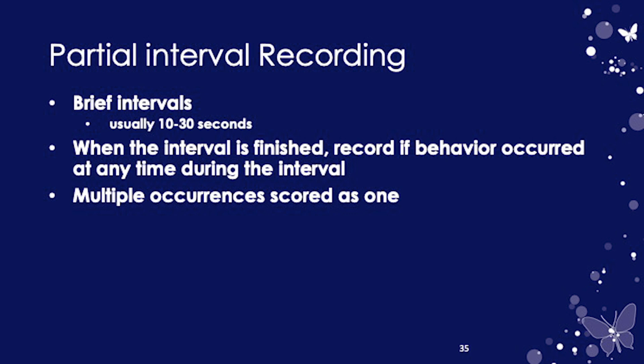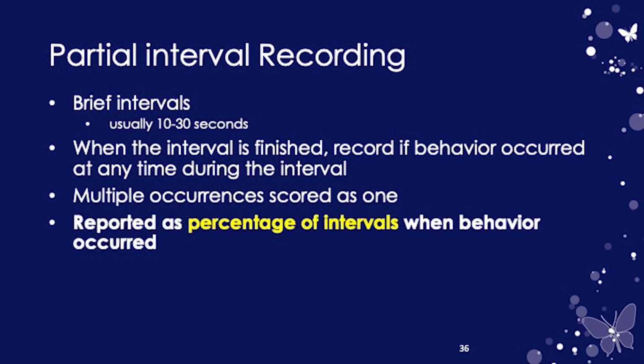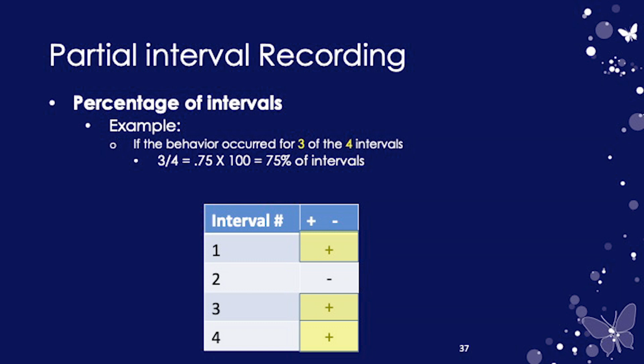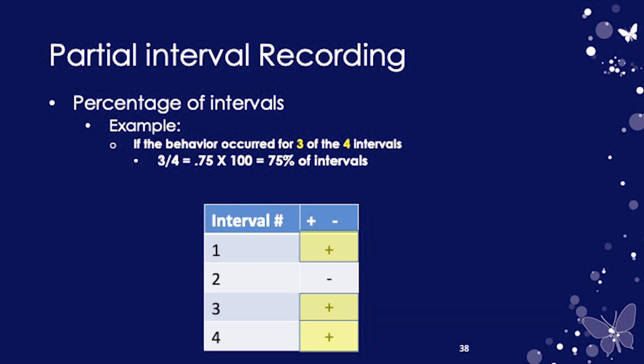As promised earlier, we will talk about how to report partial interval recording. This is done through percentage of intervals. In this example, to calculate the percentage of intervals, you divide 3, number of times the behavior occurred, by 4, number of intervals. This equals 0.75. Then multiply 0.75 by 100, which gives you 75%. The behavior occurred in 75% of intervals.